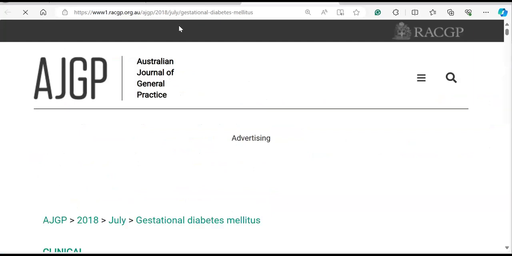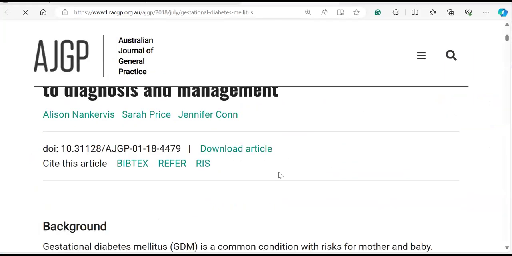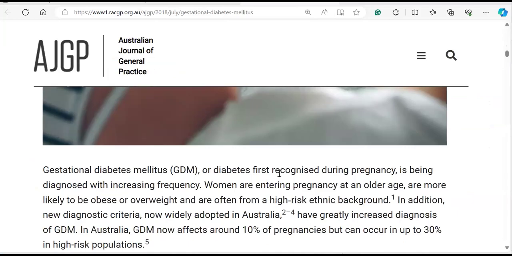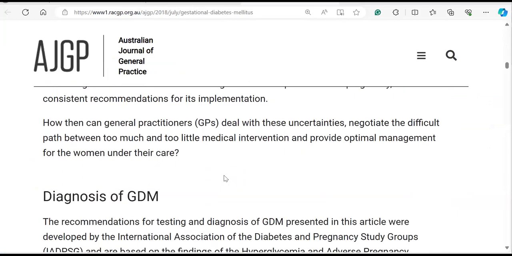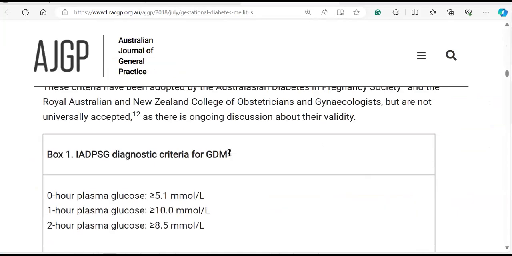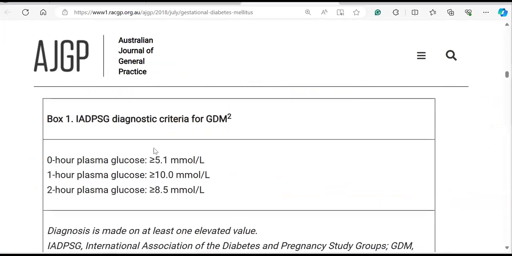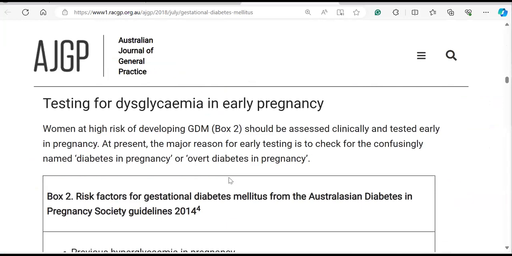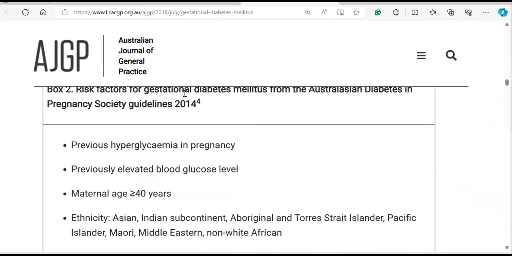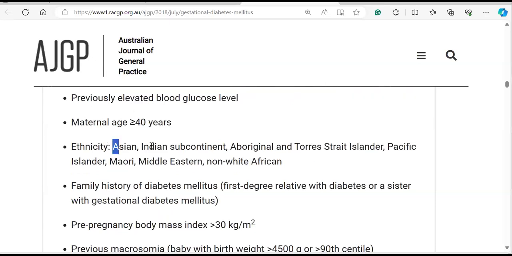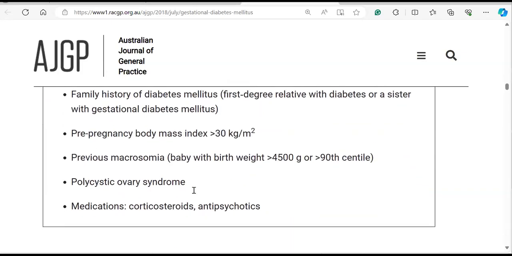Let's open this RSCGP guideline so that we can go through this. So they have given some diagnostic criteria also for gestational diabetes. And what are the risk factors? You can see that Asian, Indian subcontinent, they are high risk for diabetes.